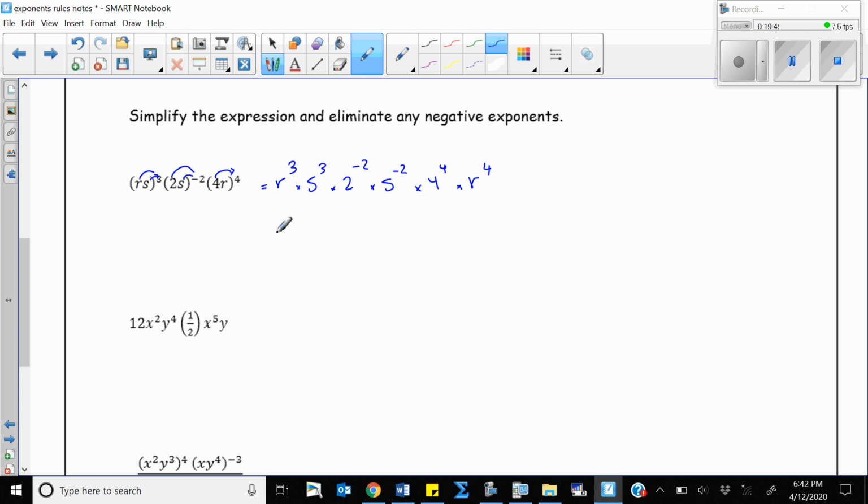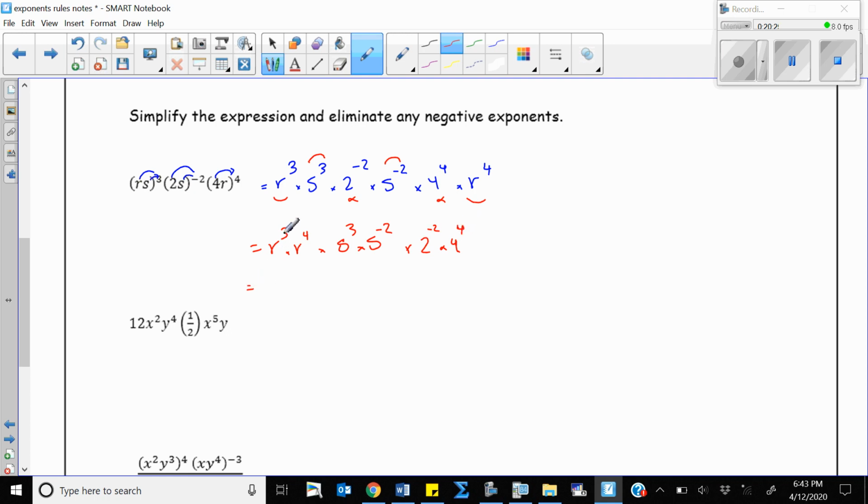Next step, I need to combine the like terms. What are the like terms? Those are the ones that have the same base, like R to 3 and R to 4. I'm going to combine these two together. And then I have S to the 3 and S to negative 2. So I'm going to write them together. And then the last one are these numbers, 2 to negative 2 times 4 to the power of 4.